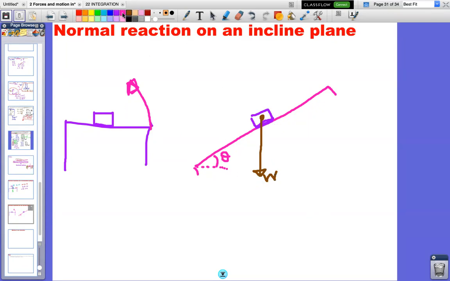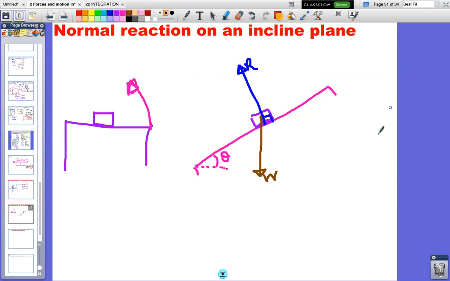Then the normal reaction is always acting at 90 degrees to the surface. The normal reaction, this angle must be 90 degrees. Is this all the forces acting on this object? On the book, is there another force?